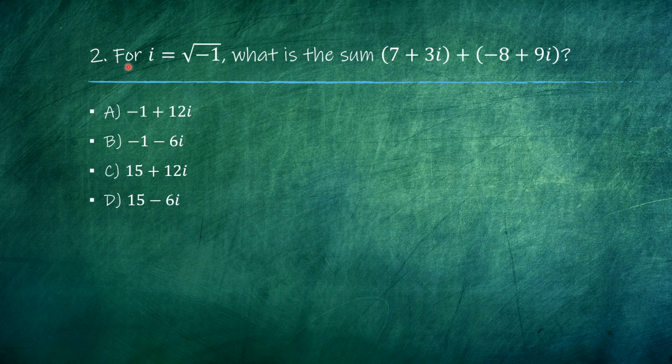Question 2. For i, which is equal to the square root of negative 1, what is the sum of these two expressions? Go ahead, pause the video and try the question yourself. The answer is A. To solve this question, we have to add the coefficients of the i and the other two numbers. So we have 7 minus 8, which is negative 1, plus 3 plus 9 is 12i.